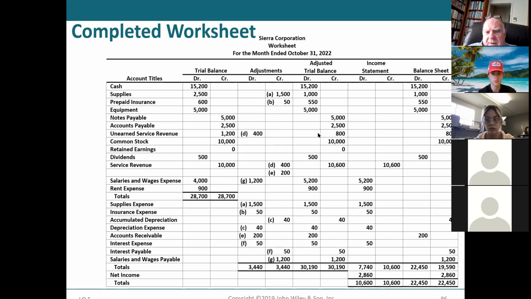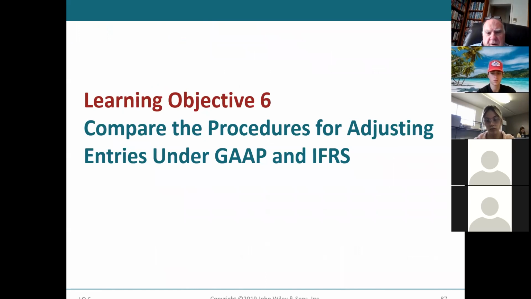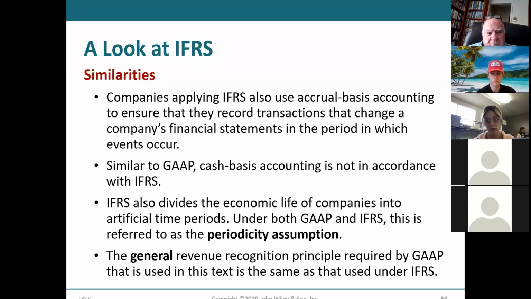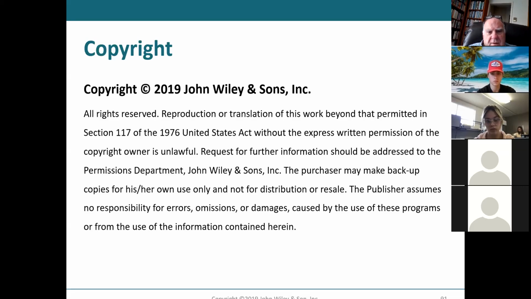You get the idea? The adjusted trial balance now is the tool to prepare the income statement and the balance sheet. You can draw a line right above sales revenue. Everything below that is your income statement. Everything above it is the balance sheet. As simple as that, okay? And we're not going to get into IFRS. We don't worry about that.